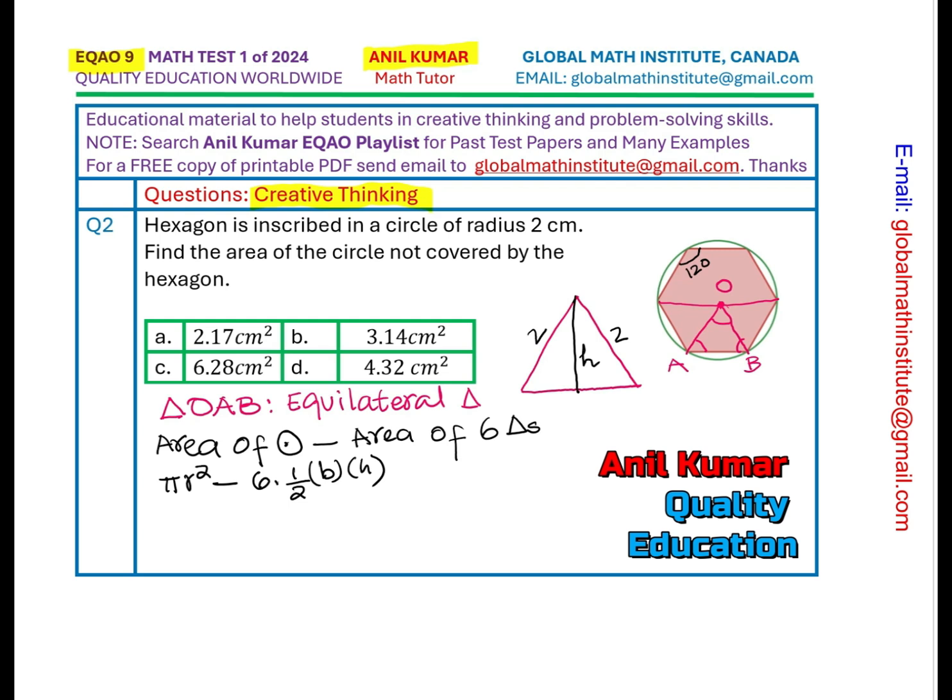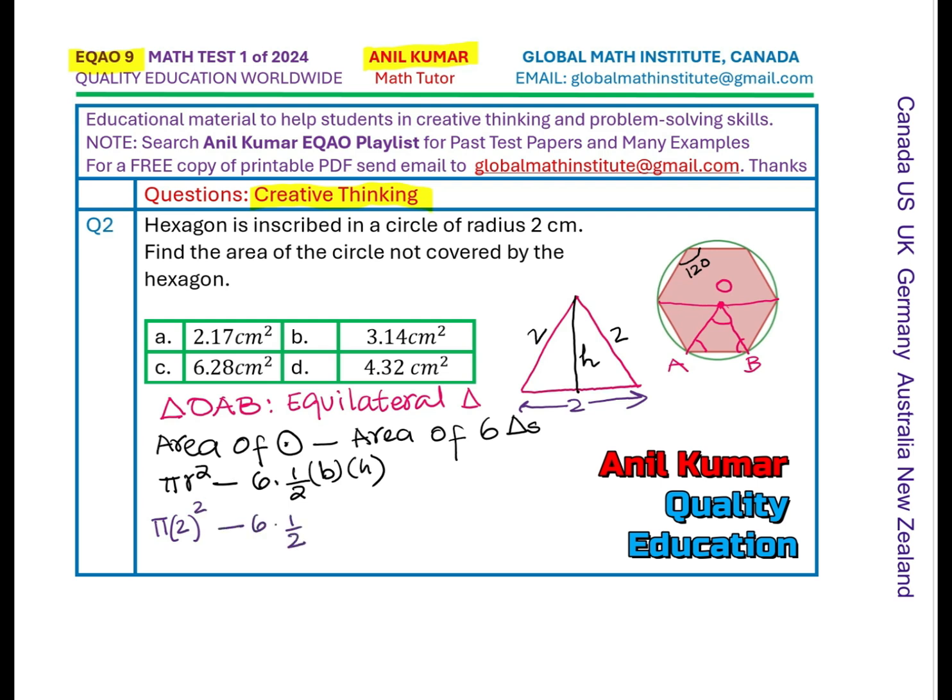Since it is an equilateral triangle, the base has to be 2, right? So this side is 2. So we know base is 2. Radius is 2. So we can write pi 2 square, correct? Minus 6 times half times 2, which is the base. What is going to be the height?